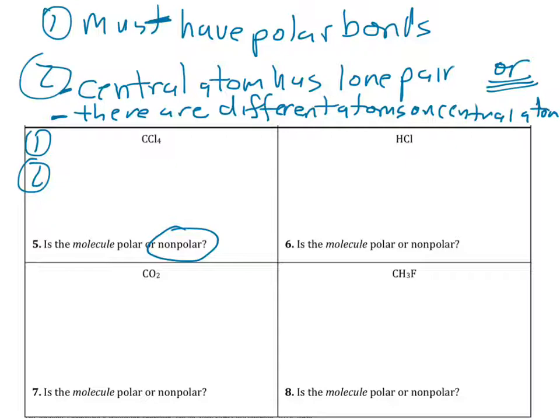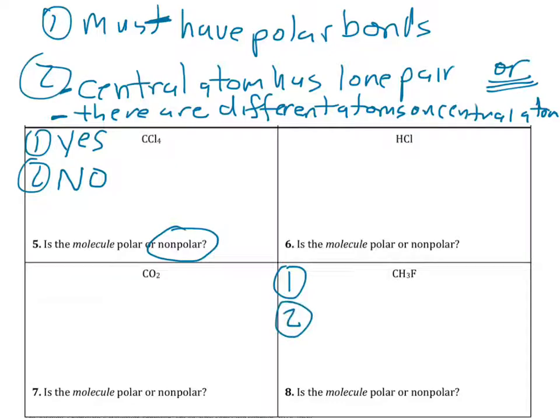And the reason why is, yes, it has polar bonds. It does have polar bonds because carbon and chlorine have a very big difference in electronegativity. However, carbon, being the central atom, does not have lone pairs, and all of the atoms that are bonded to carbon are the same, so there are not different atoms. I'm going to go ahead and skip to number 8 because number 8 is going to make more sense with there being different atoms. And so let's go ahead and take a look here.